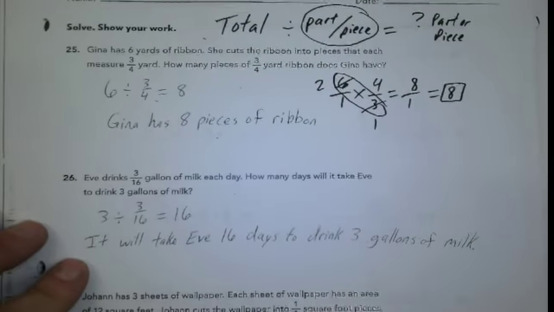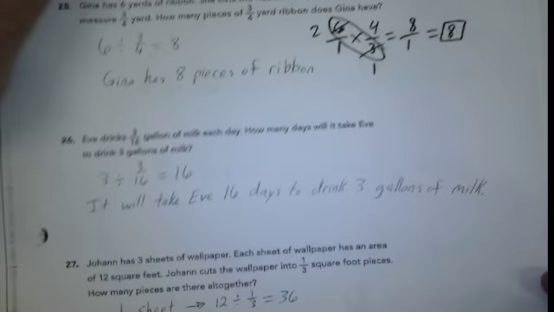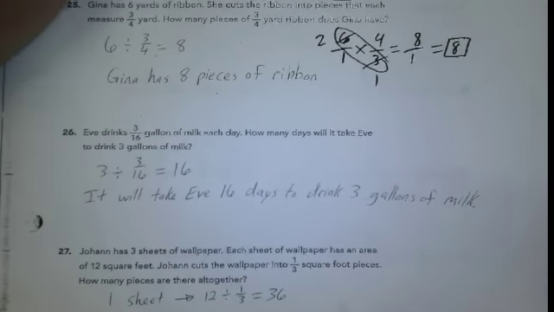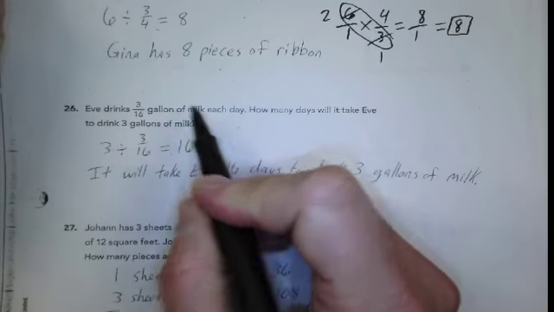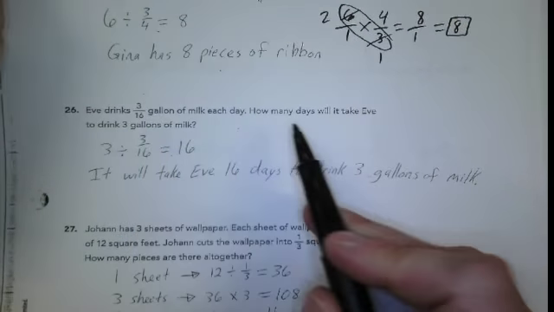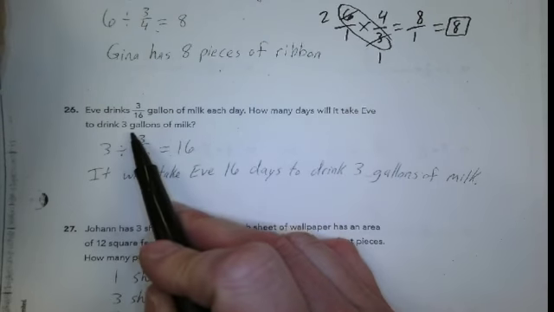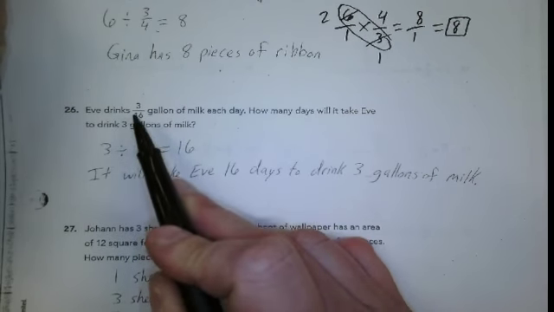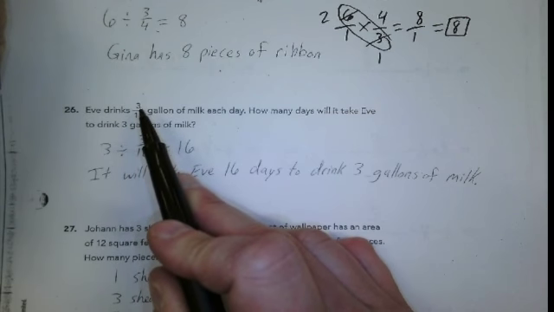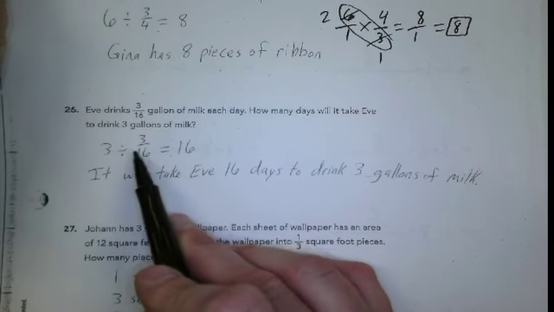The next story problem is talking about Eve, and she's drinking 3/16 gallons of milk each day. This is a clue that tells us, since it's each day that she's doing it, that this number is our part. It's asking how many days will it take Eve to drink the 3 gallons of milk. Well, your 3 gallons of milk is your total, and she's going to be drinking the 3/16 each day, so that's your part. So you need to take 3 and divide by 3/16.